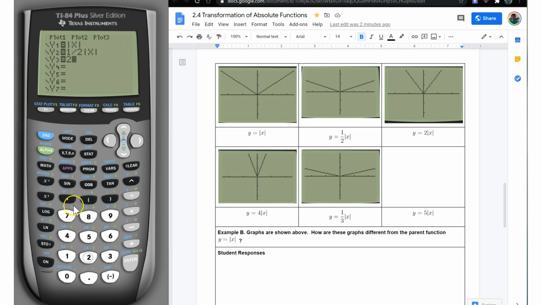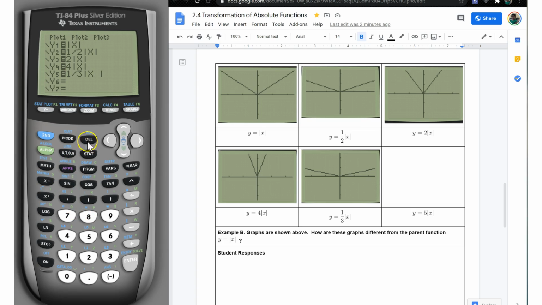Then we have 2 times the absolute value of x. And we have 4 times the absolute value of x. And then the last one is 1/3 times the absolute value of x.